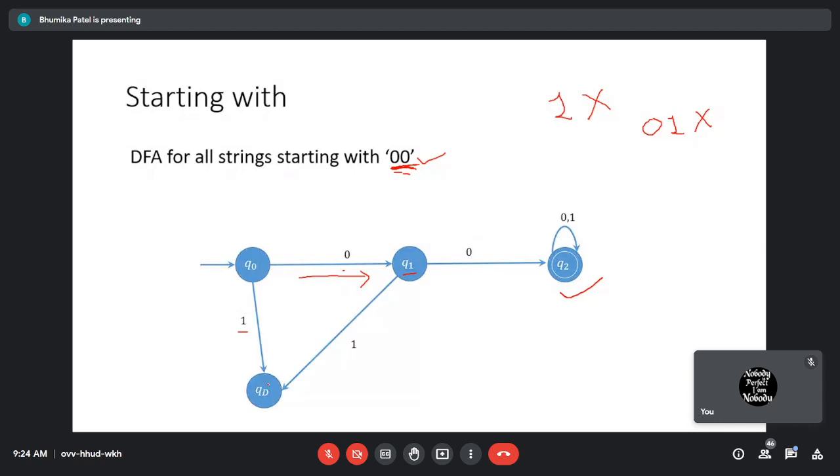From Q0 both transitions, 0 and 1, are done. From Q1 also 0 and 1 are done. Q2 also has 0 and 1 transitions. From the QD only the transitions are remaining, so it will be a self loop.